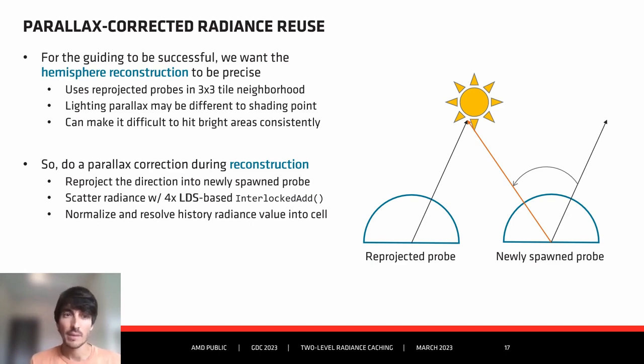So we perform a parallax correction during the reconstruction, which is implemented by reprojecting the direction into the newly spawned probes and scattering the radiance data using 4 LDS atomics. And then we can simply sync the group, normalize, and resolve the history radiance into the cell.